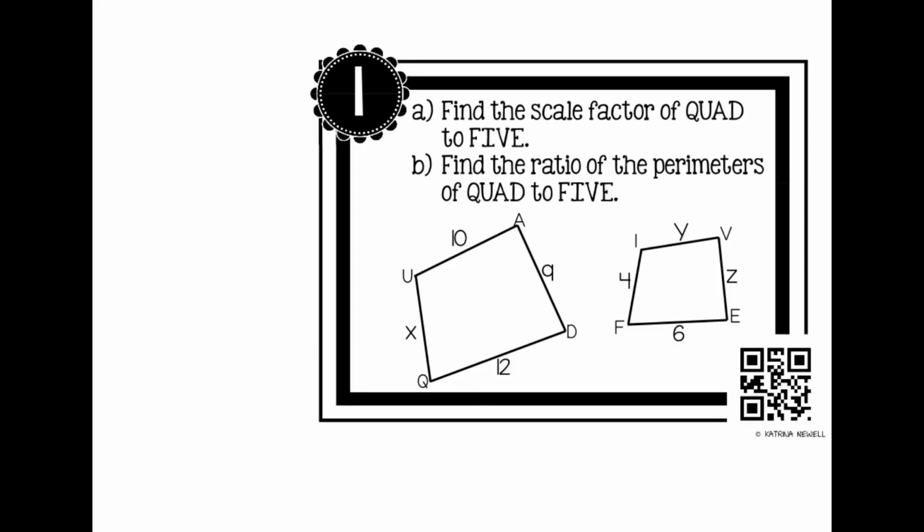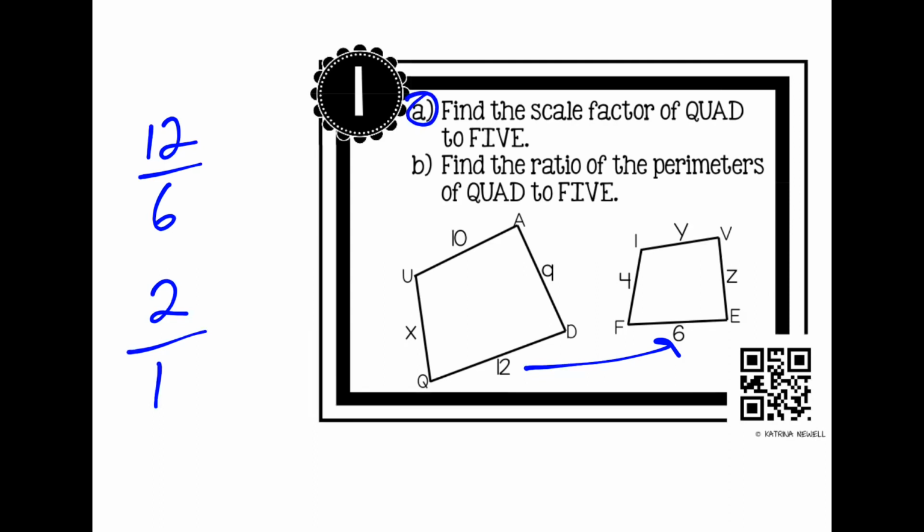Polygon task cards. For number 1, 12 corresponded to 6. So if we reduce that, our scale factor is 2 over 1. That's the answer to letter A.